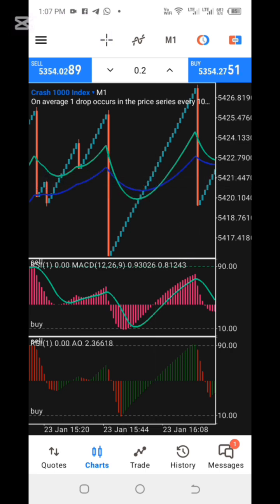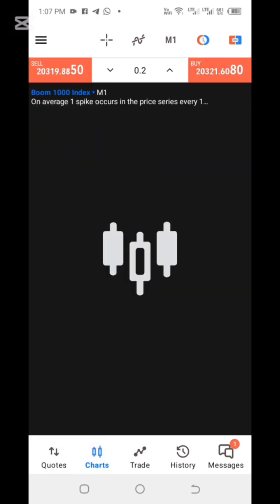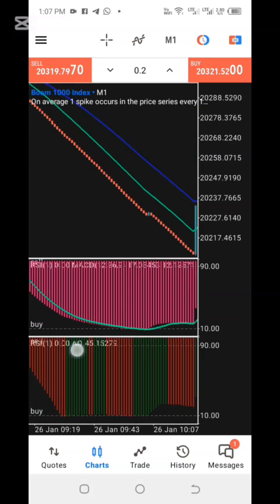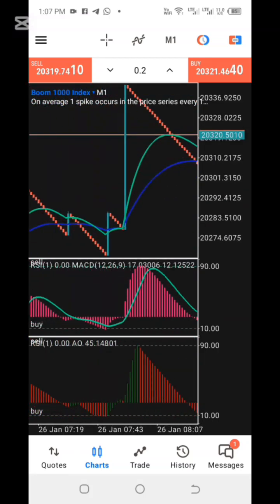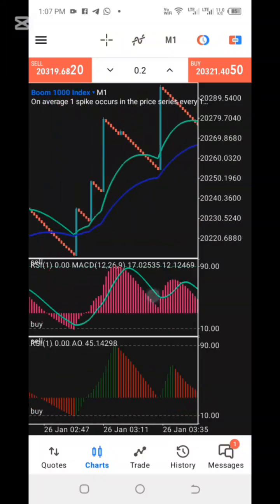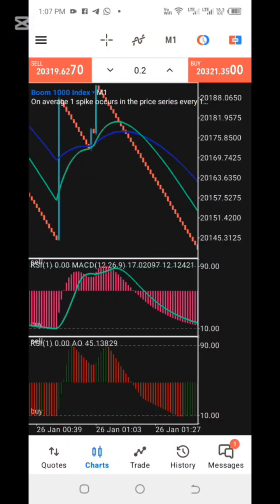Let's move on to Boom 1000. I'll explain the conditions of selling in Boom 1000. Let me just look for a perfect entry. So here's a perfect entry in Boom 1000.